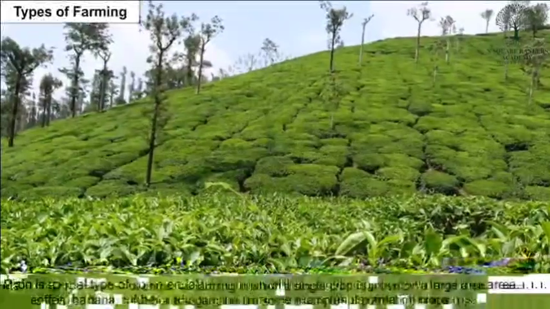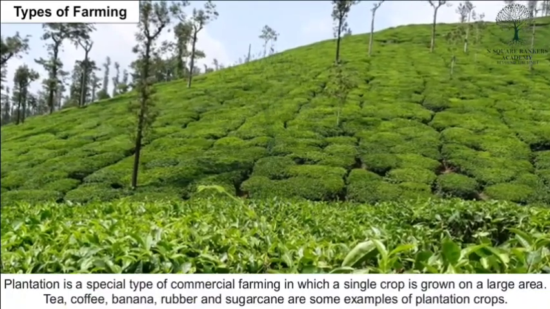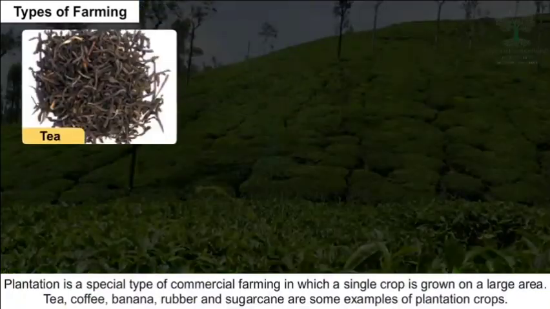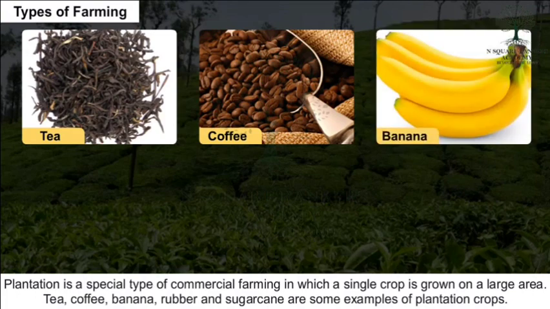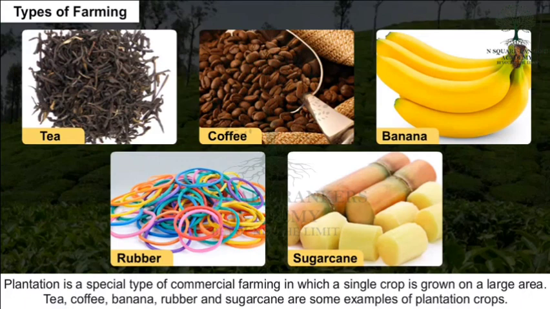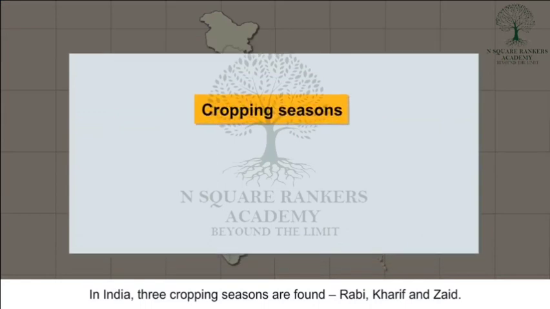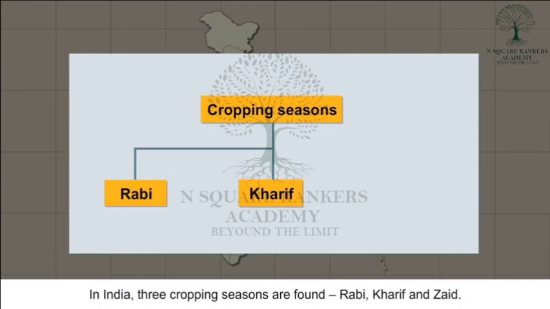Plantation is a special type of commercial farming in which a single crop is grown on a large area. Tea, coffee, banana, rubber and sugarcane are some examples of plantation crops. Cropping pattern. In India, three cropping seasons are found: Rabi, Kharif and Zaid.